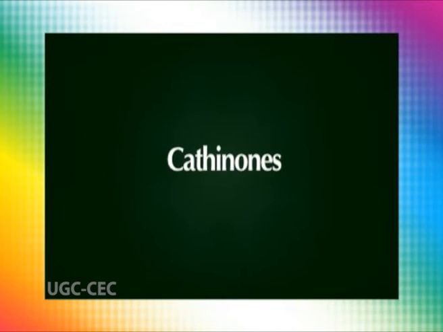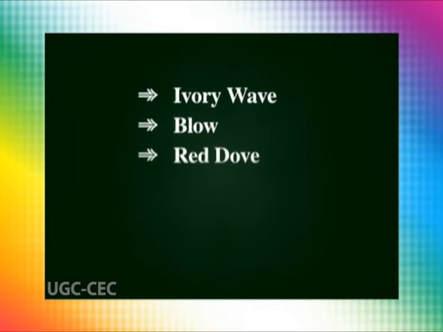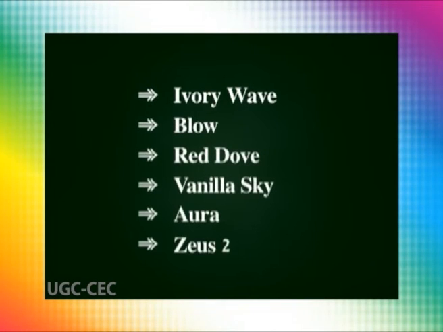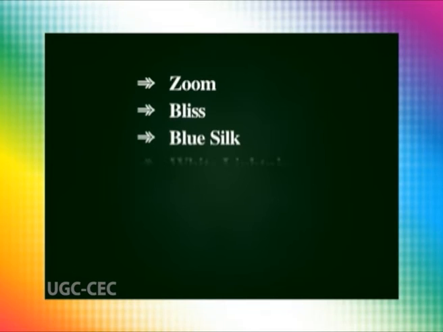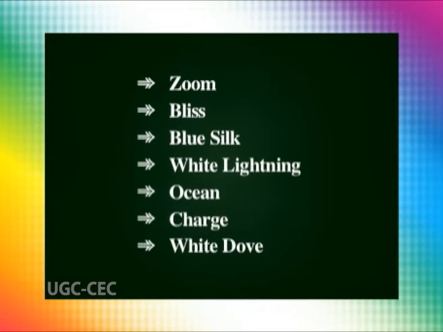Now, cathinones. Often known as bath salts, cathinones contain chemical compounds that mimic the effects of cocaine. This is a powerful drug that causes severe side effects. Bath salts are sold as crystalline powder with names such as Every Wave, Blow, Red Dove, Vanilla Sky, Aura, ZS2, Zoom, Bliss, Blue Silk, White Lightning, Ocean, Charge, White Dove, and others.